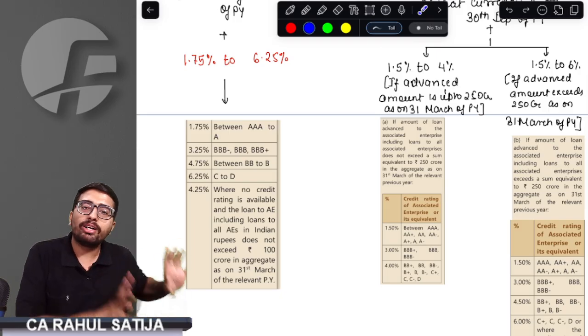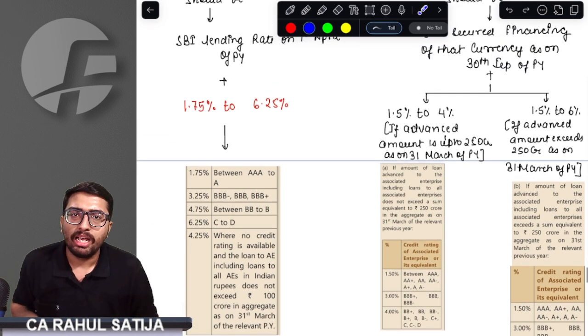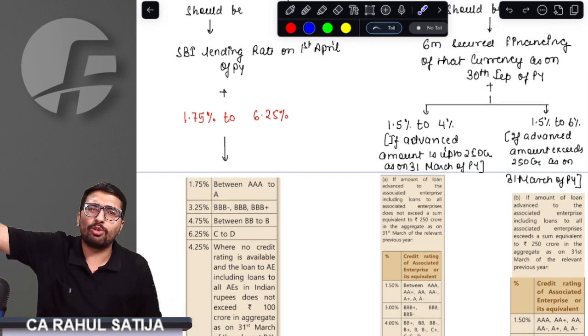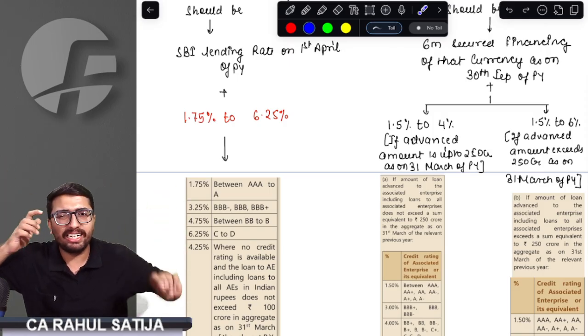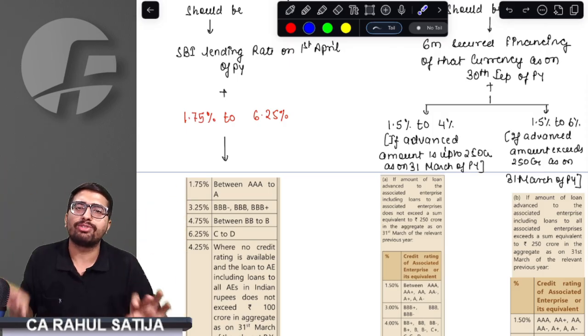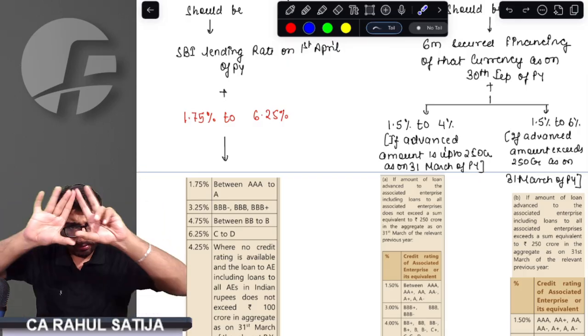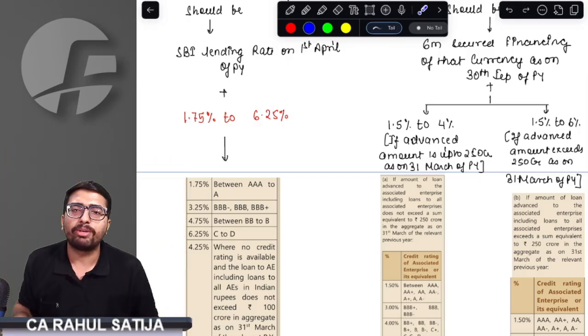If it is COD rated, then add 6% to it. But if the loan given is up to 250 crore, then for B category, double B category, C category, D category, the maximum interest that you have to charge is something plus 4%. That foreign currency lending rate plus 4% you have to charge.